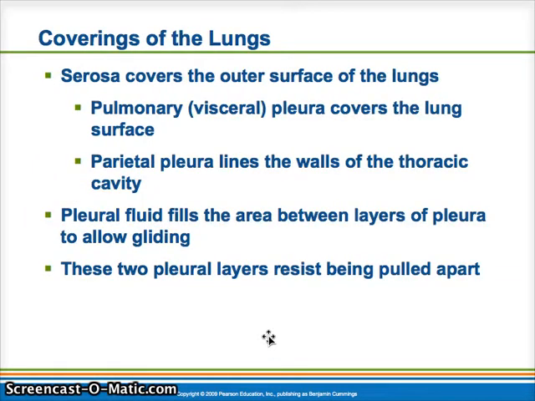The covering of the lungs is referred to as a serosa covering, on the outer surface of the lungs. There are 2 layers, which you probably remember from first semester. The pulmonary, or visceral, pleura covers the lung itself, and the parietal pleura covers the walls of the thoracic cavity. Inside there is fluid, which reduces friction so that the lungs aren't rubbing against the wall of the thoracic cavity. It also helps to prevent the pleura from being pulled apart.